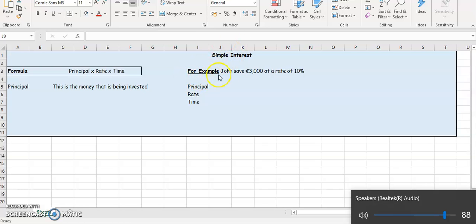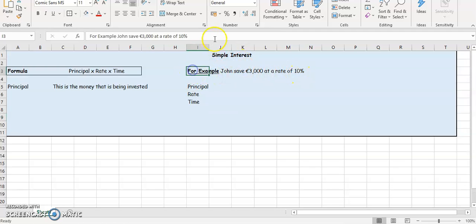So let's take, for example, John saves 3,000 euro at a rate of 10%. And he's going to save it for, let's say, 3 years. So we need to identify three things. So if we look at our formula, we need to know our principal, which is the money that has been invested. We need to know the rate, and we need to know the time.